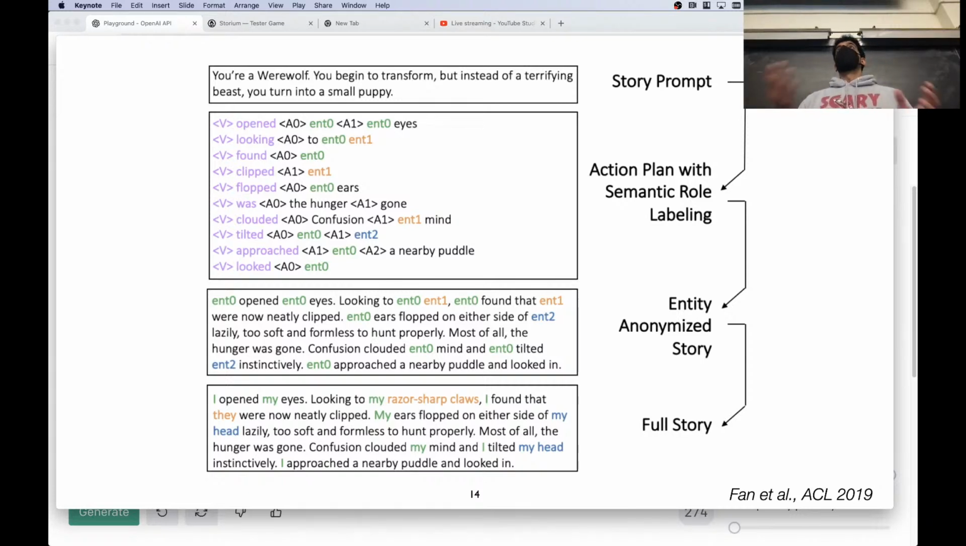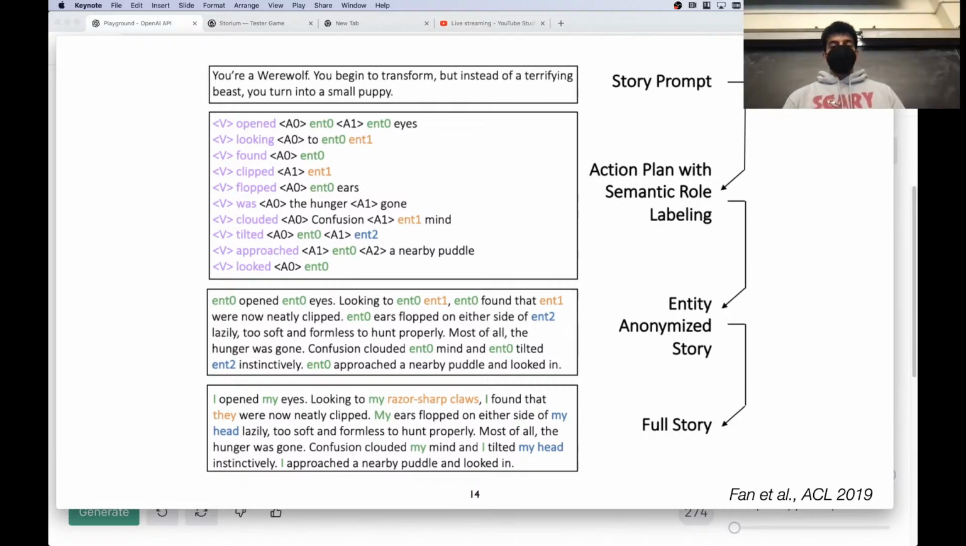So the actual pieces of these methods, right? How do you go from this prompt to this plan? That can be done by fine-tuning a language model on some data that you extract. And then how do you go from these two things to this full story? The same way, right? You fine-tune a language model and generate the story. So I think in their case, they actually generate this entity-anonymized story and then have a post-processing step to fill in the entities later on.